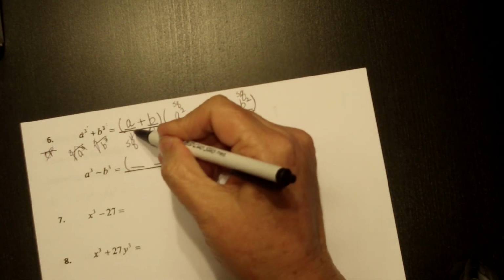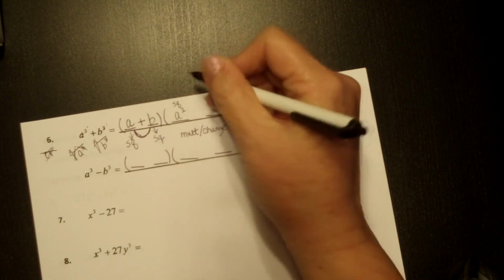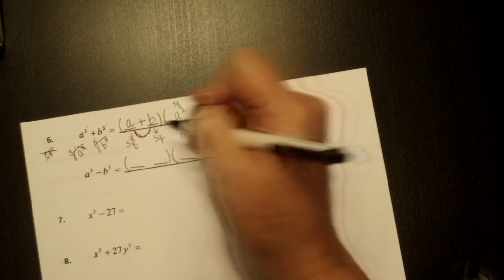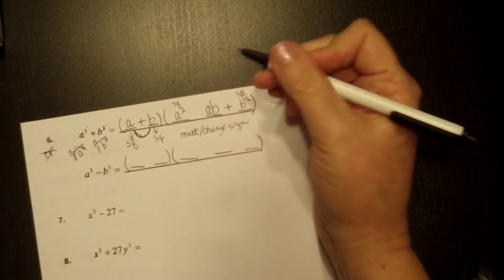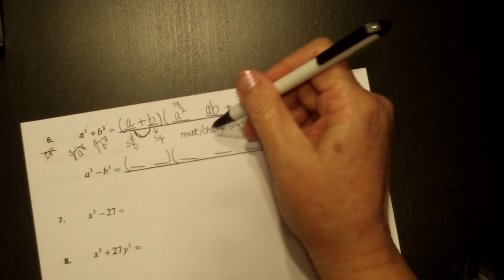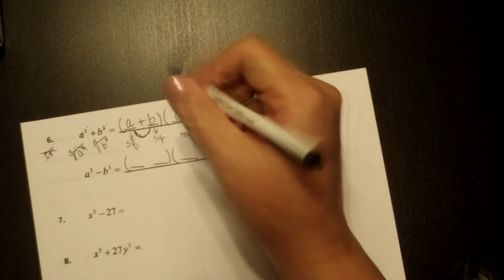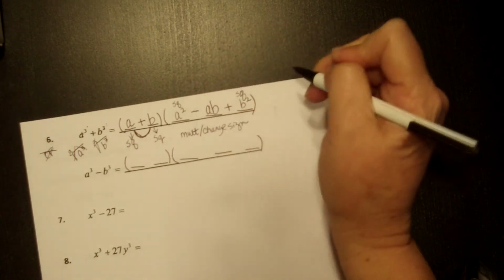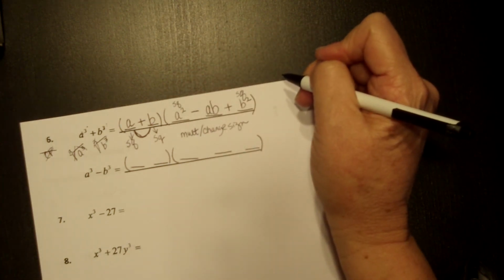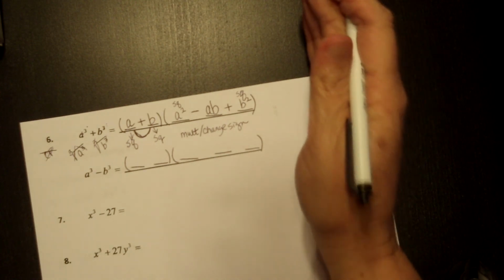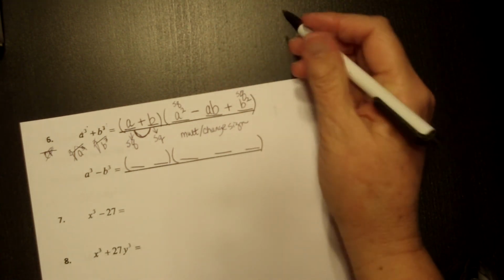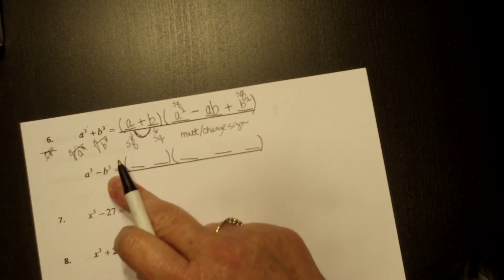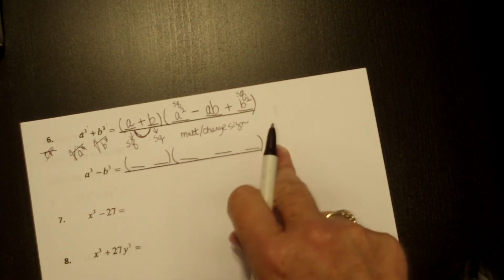Okay, so if I multiply a times b, that's just ab. Well, that would be positive ab. So positive a times positive b is positive ab. But wait, it says to change the sign. So I'm going to make it negative ab. Okay, and now that is the factorization of a cubed plus b cubed. All right, well, a cubed minus b cubed is going to be done the same way.